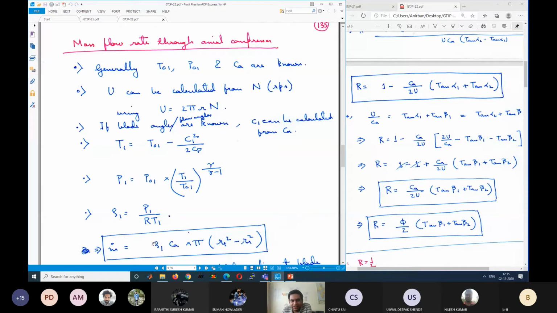So mass flow rate is the density at the inlet times the flow component along the axial direction, perpendicular to the flow area, multiplied by the flow area. Rho 1 C_A into flow area pi (r_t square minus r_1 square). So this is the relation of mass flow rate with density, axial flow velocity, and flow area. If mass flow rate is given, some other information will be given, such as rotor tip diameter or root diameter, or if rotor tip and root diameters are given, we can calculate the mass flow rate.